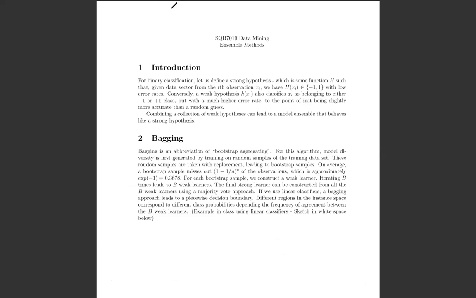Okay, so here I have a small space here. Then I said use linear classifier sketch in white space below. Okay, so basically you can actually use the example of linear regression. So let's say in linear regression, you have data like this. This is X, this is your Y, right? So you got rows 1, 2, 3 and everything, right?